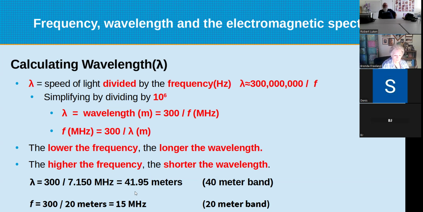So if you notice, we call it the 40-meter band, but when you look at the actual frequencies for that band on your band chart, they don't ever come out even with 40. It's an approximation. And likewise, the one below it for the 20-meter band. If you just did 20 meters into 300, you get 15 megahertz. The actual band is in the 14 megahertz and up.